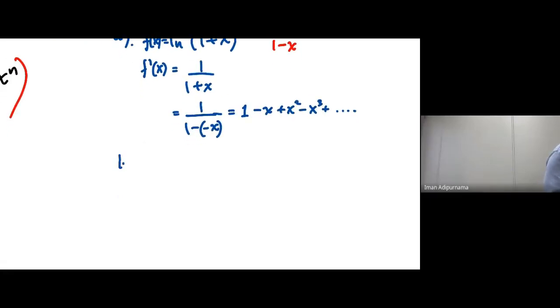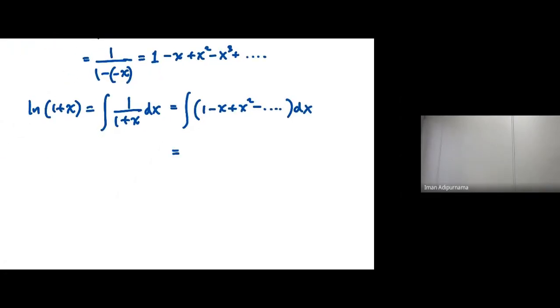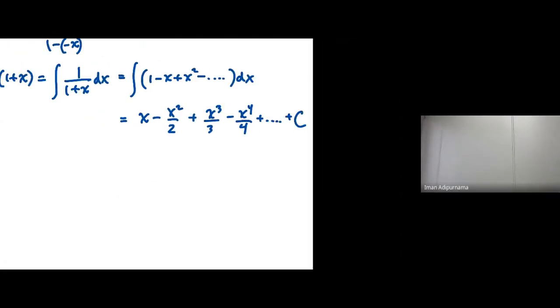So if we put back the ln, this is actually the integral of 1 over 1 plus x dx. Okay. And we can also integrate the expansion form, 1 minus x plus x squared minus... dx. Okay. Now for this form, let's just integrate all the terms as much as we can, but maybe 3 or 4 terms, that's enough. So x... and then plus c at the very end.